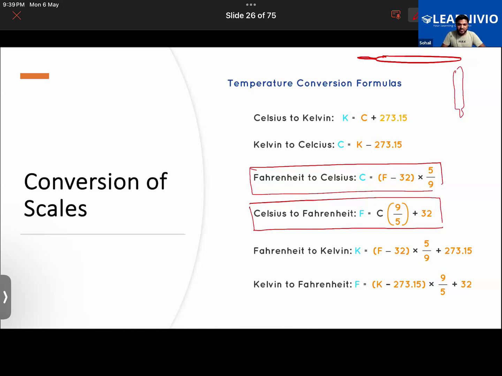Okay, what is the range of reading of a clinical thermometer? 36 degrees Celsius to 42 degrees. No, it isn't from 36. It starts from 35.